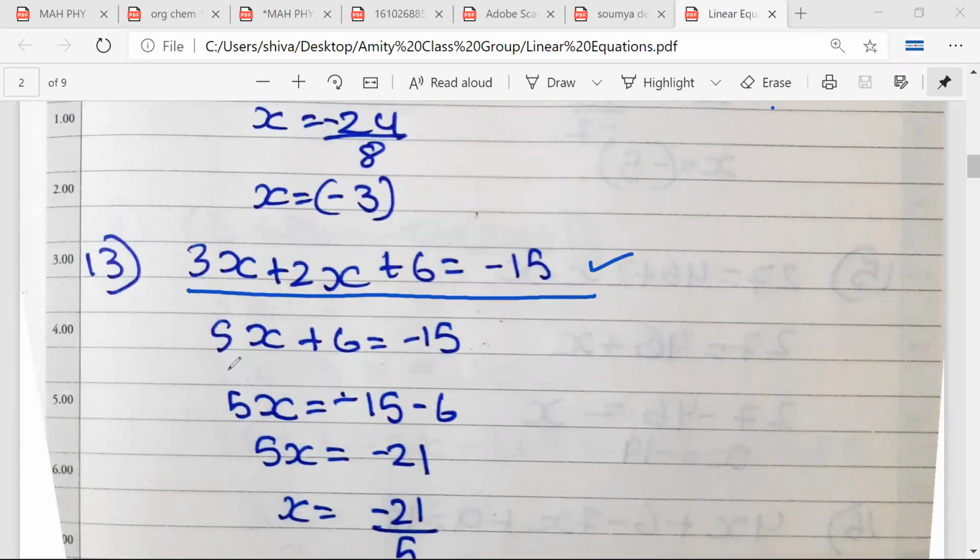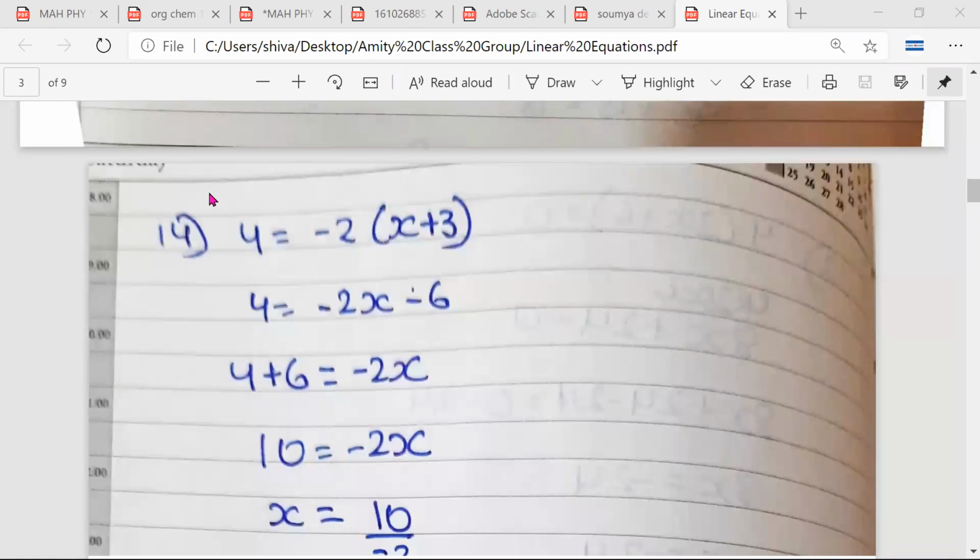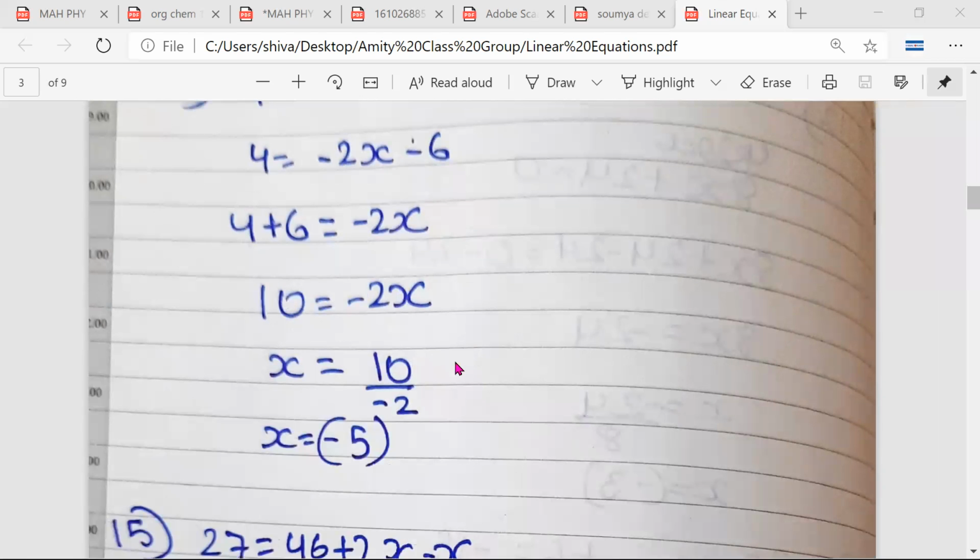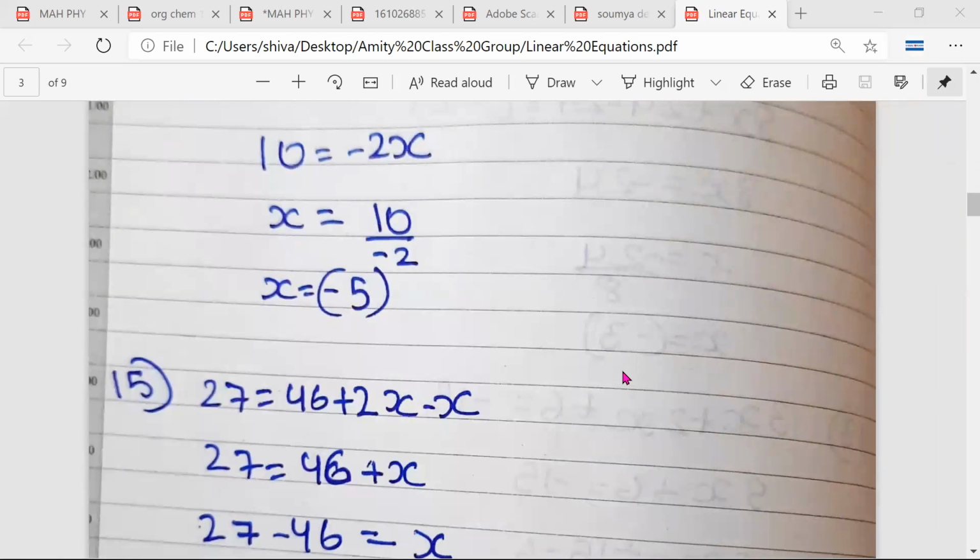3x, perfect. So minus 2 into x, minus 2 into 3, minus 2x. So, perfect.